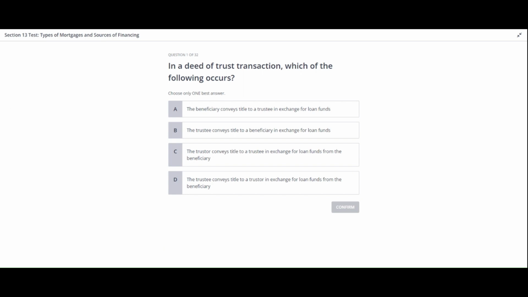Okay, question number 1. In a deed of trust transaction, which of the following occurs? And here are your options. Option A. The beneficiary conveys title to a trustee in exchange for loan funds. B. The trustee conveys title to a beneficiary in exchange for loan funds. C. The trustor conveys title to a trustee in exchange for loan funds from the beneficiary. D. The trustee conveys title to a trustor in exchange for loan funds from the beneficiary. Alright, now go ahead and think about the option and make your selection once you're ready.